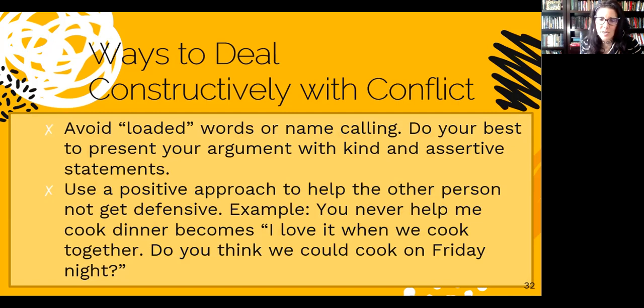Use a positive approach to help other people not get defensive. And that goes along with what we were just saying. It would elicit a defensive response to say something like, you never help me cook dinners. A more effective way of saying that would be, hey, I love it when we cook dinner together. Do you think we could find time to do that on Friday night?